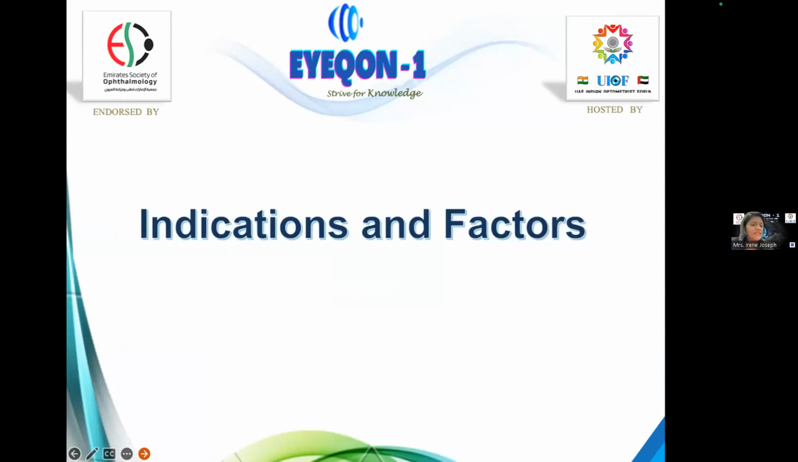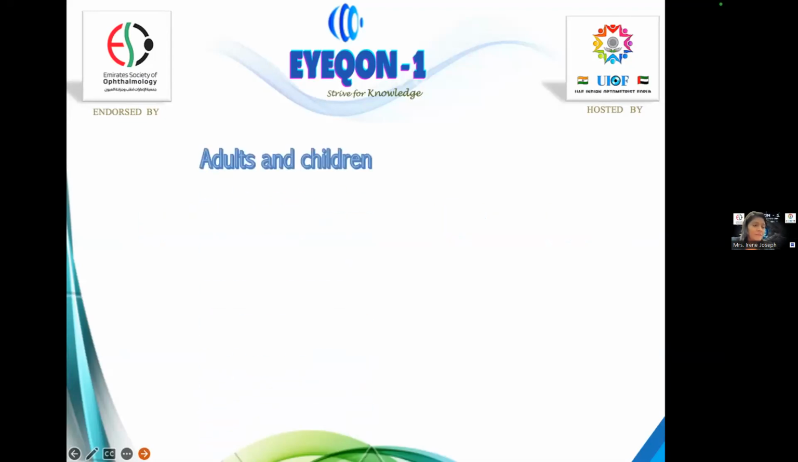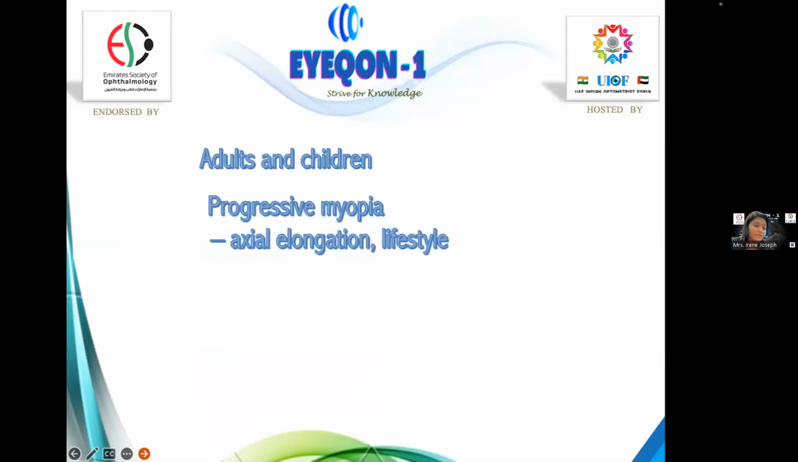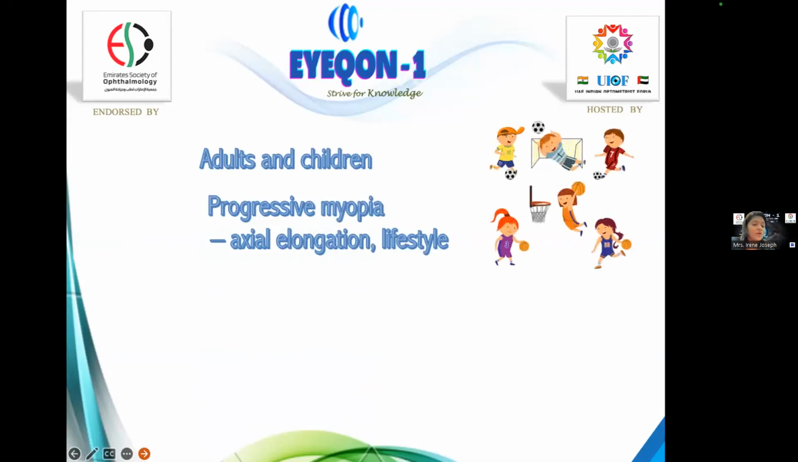So a little bit on the indications and factors to be considered before fitting, or during ortho-K selection of patients. In terms of age, it's suitable for adults and for children, because for adults also, this is a mode of myopia correction. So people who do not want to wear optical correction during the day, be it soft lenses or glasses, are also eligible to wear ortho-K lenses, apart from its effect on myopia progression control in terms of axial elongation, or even in terms of their lifestyle. Because most of my patients love it because they're free to do their sports. They don't have to wear their glasses during sports, especially swimming.